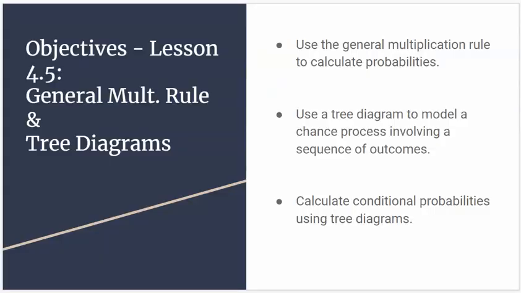I suggest you have your notes out so you can write them into your notebook, and I'm going to go over them real quick while you do that. So you've got the general multiplication rule, and we're going to use that to calculate some probabilities today. We're going to find out what a tree diagram is, involving how to model a process as well as calculate conditional probabilities using the tree.